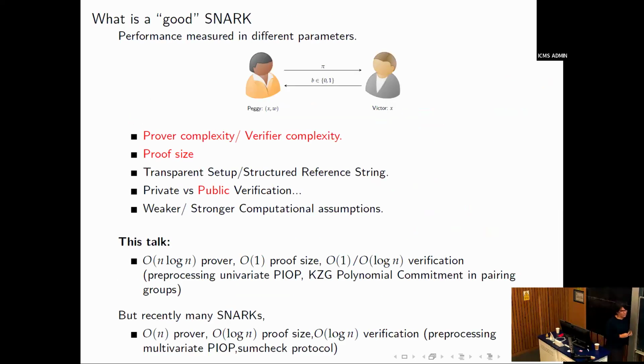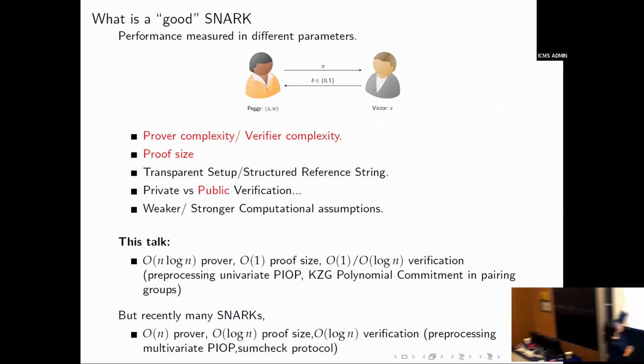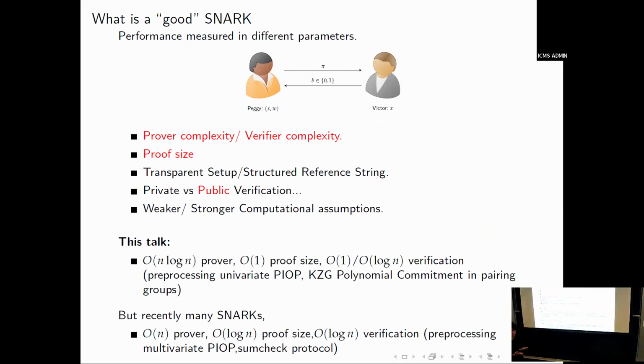Okay, so what is a good SNARK? Zero knowledge proofs, you can do lots of research in zero knowledge proofs because you have so many trade-offs, right? You can always change one thing for the other. So one thing you can try to optimize for is prover complexity and verifier complexity.